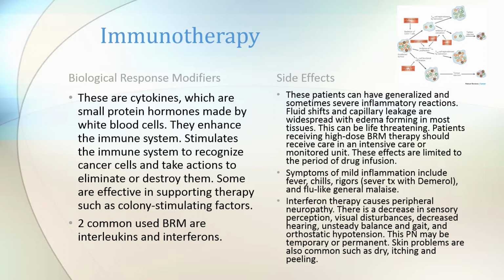Symptoms of mild inflammation include fever, chills, rigors, and flu-like general malaise. Interferon therapy causes peripheral neuropathy. There is a decrease in sensory perception, visual disturbances, decreased hearing, unsteady balance and gait, and orthostatic hypotension. This PN may be temporary or permanent. Skin problems are also common, such as dry, itching, and pilling.